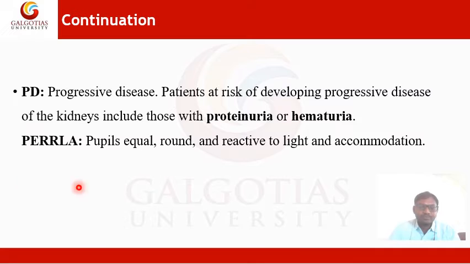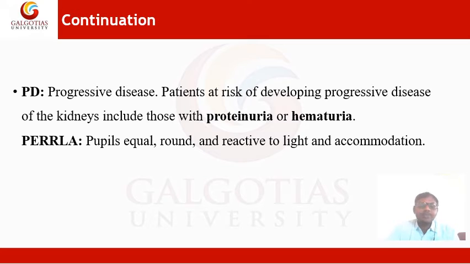PD, progressive disease. The patient is at risk of developing progressive disease of the kidney, including those with proteinuria and hematuria, which means urine containing protein and blood. So the condition is continuously increasing, progressive disease, PD.